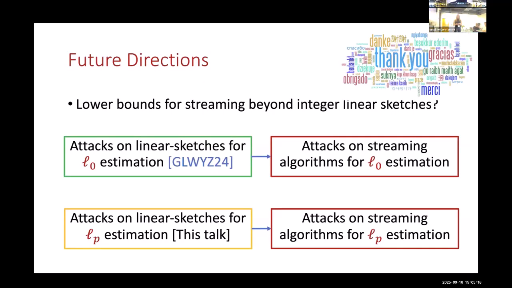And future directions could be to look at lower bounds for streaming beyond integer linear sketches for certain problems like operator norm and PSD testing, etc. But on the topic of this workshop, it would be very interesting to design attacks on streaming algorithms for L0 estimation or for LP estimation. Or in general, to prove that we can close the gaps between upper and lower bounds for these.